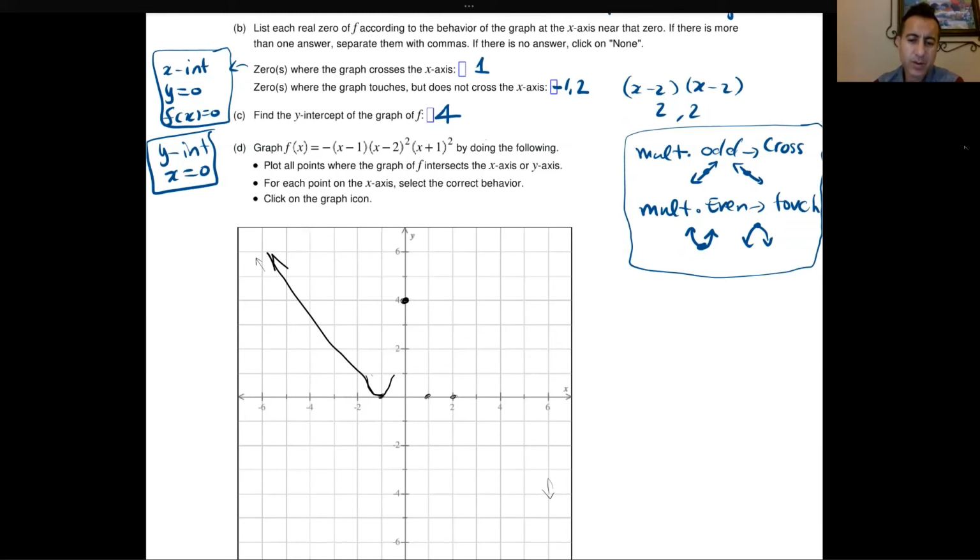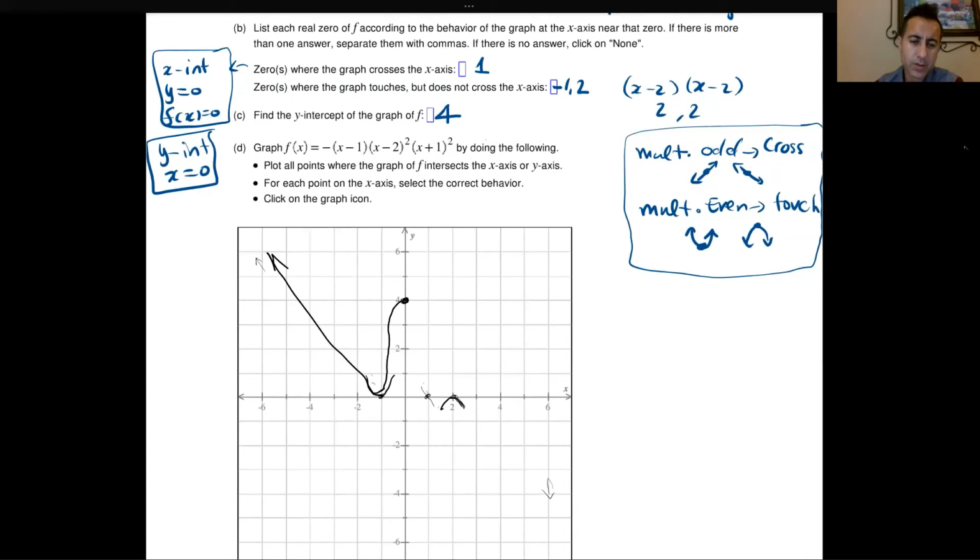Let's look at the far right. We want it to come down, so for the 2, it makes sense for it to be this way instead of up. And so at 2, we check it's a touch, so it's supposed to be like this. And at 1, it needs to cross, so this part is here, so it'll be something like this, like a negative slope there. So it needs to go through the y-intercept.